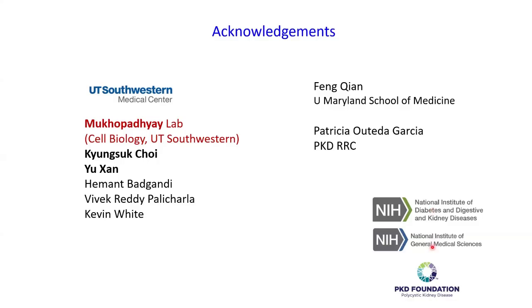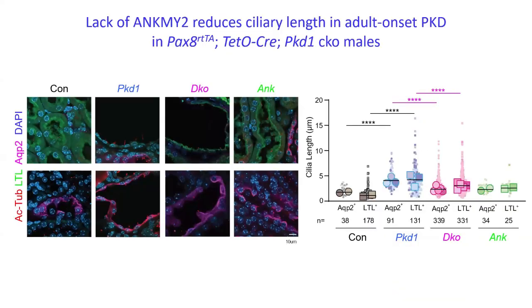Open for discussion. Any questions? I'm going to start out with a question on the cilia length issues. Do you think that changes in cilia length are a cause of the disease pathology, or is it just a consequence of this altered cyclic AMP within the cilia?